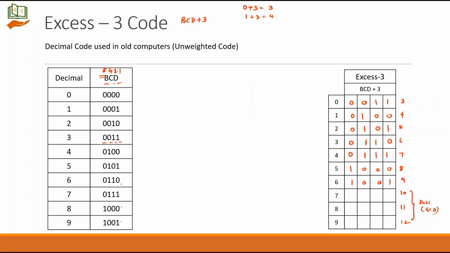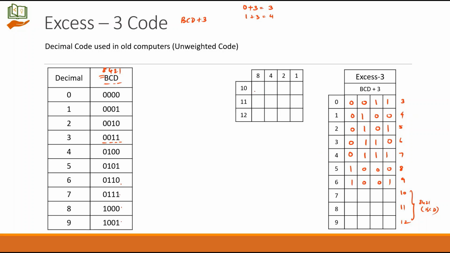How do we write 10, 11, 12? So we have a short table here. 8 plus 2 is 10. So we have zeros in 4's and 1's place. 11 is 8 plus 2 plus 1. 8 plus 2 is 10, 10 plus 1 is 11, so this is 0. What about 12? 8 plus 4 is 12, so I am placing 1 here, the remaining 2 places are 0.